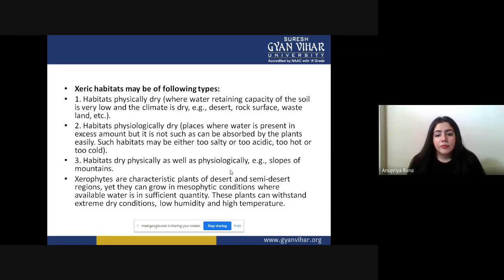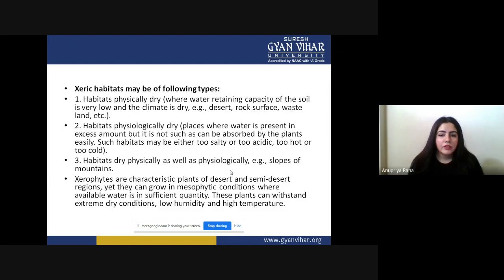Next, xerophytes are characteristic plants of desert and semi-desert regions. Basically, they are characteristic plants of the places where they are present abundantly. Most of the time they are present in desert areas and semi-desert regions, or some can even grow in a mesophyte condition.